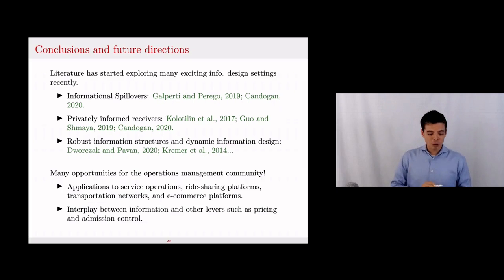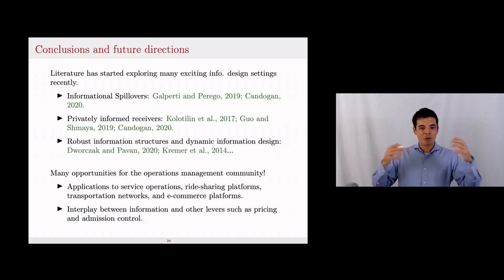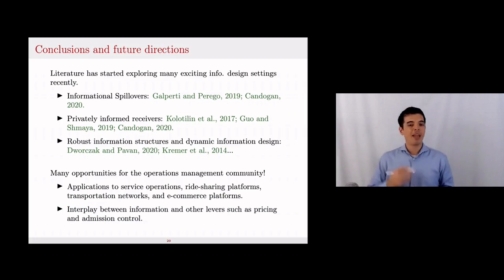Also, a question that I find super interesting is the interplay between information and other levers such as pricing and admission control. In some of the papers that we discussed today, we already saw that the authors were thinking about using pricing and information and optimizing both of them jointly. Broadly speaking, it is not clear when information and other operational levers complement each other and when one may be a substitute for the other. And I think it's important to provide a broader understanding of the interplay between different operational levers and information.